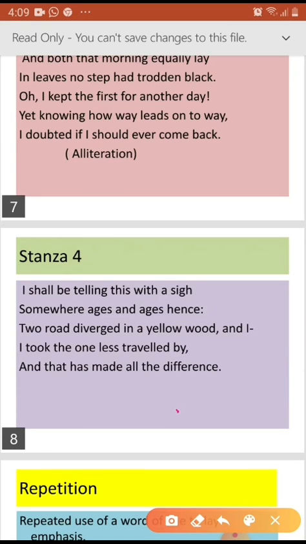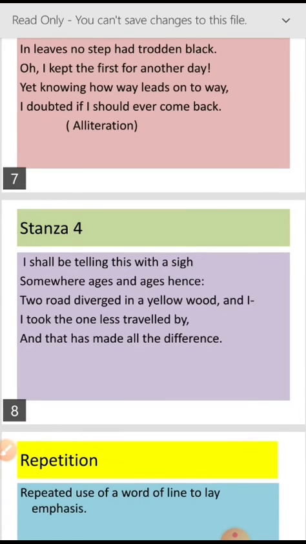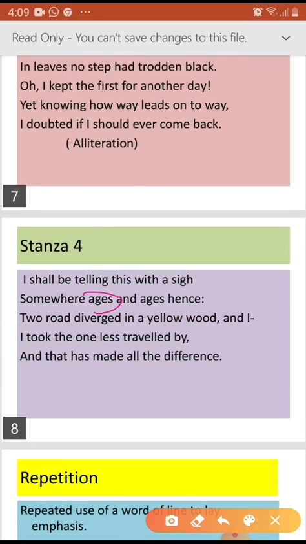So here, which poetic device is used by the poet in this poem? It is repetition. What is repetition, do you know? Repetition is the repeated use of a word or line to lay emphasis. Here the word ages and ages is the repeated use of a word. You can see the word ages is repeating because the poet wants to tell us after many years. Now let's talk about the rhyming scheme.